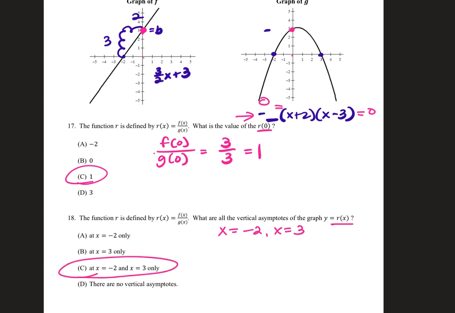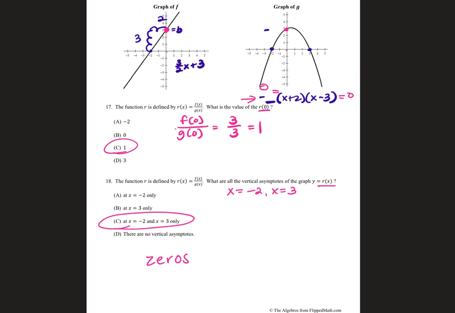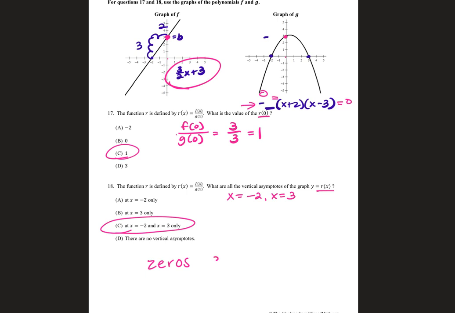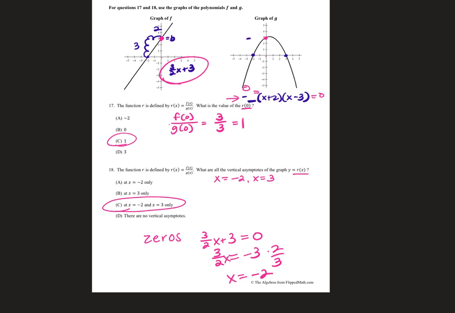Another thing it could ask you about is your zeros. So if it asked you of the zeros of the function, we'd be focusing just on the numerator. We'd say 3 over 2 x plus 3 would equal 0, and 3 over 2 x would equal -3, and then I'd multiply by 2/3, and x would equal -2. So that's another type of question they could ask on a question like this.